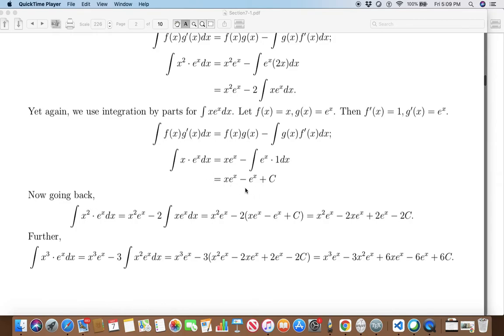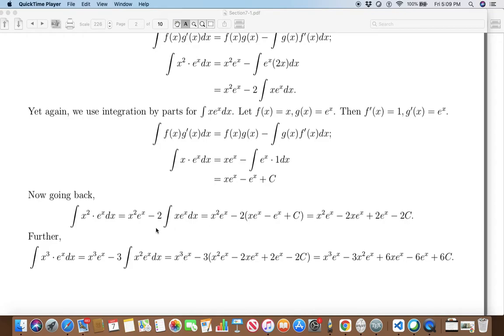First, integral of x e to the x is all of this, which we use to identify the integral of x squared e to the x. Integral of x squared e to the x is x squared e to the x minus 2 times integral x e to the x. Okay. Integral x e to the x is this quantity as was calculated here. Simplify all that.